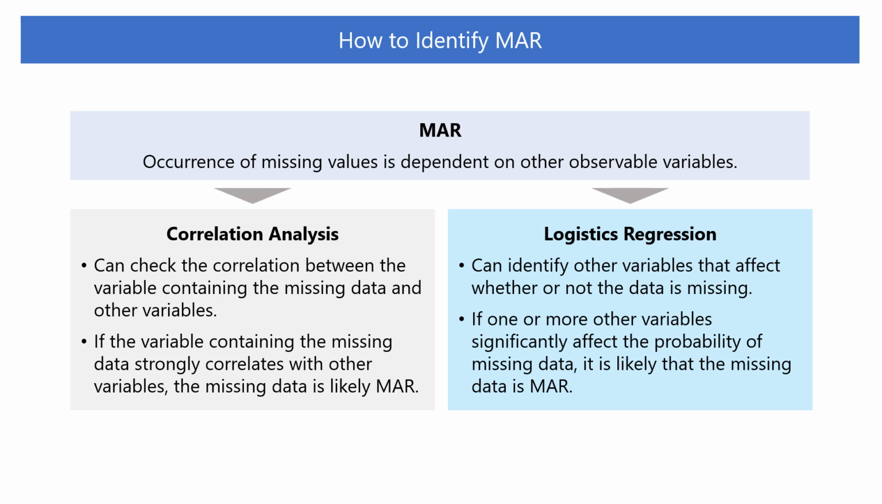Logistic regression, which uses whether data is missing or observed as a dependent variable, can identify other variables that affect whether or not the data is missing. If one or more other variables significantly affect the probability of missing data, it is likely that the missing data is MAR.